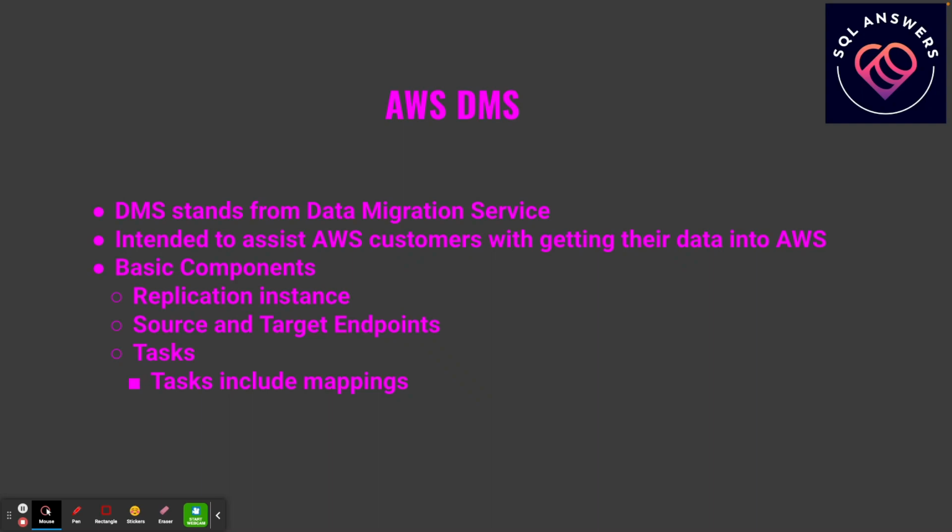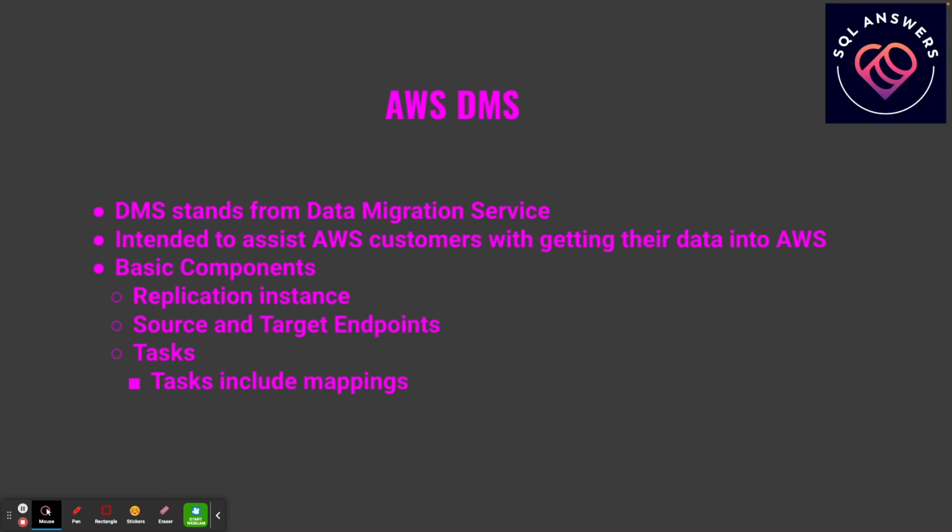So the basic components of DMS are, first of all, you need a replication instance. So this is a server that AWS is managing. So you have basic access to it in terms of you can point your tasks at it, but it's not something that you can log on to directly. So you basically configure this instance and it's running in the background for you.